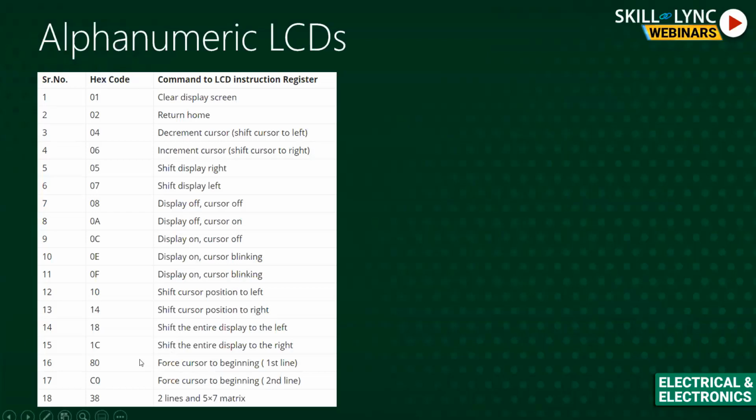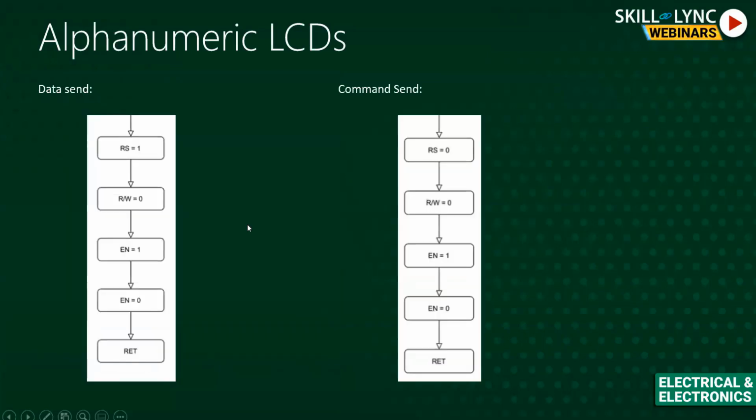And if you see, 80 and C0 are force cursor to beginning of line 1 and force cursor to beginning of line 2. So these are the commands we will use to set the cursor position on that line. We also have an option for cursor blinking, and we can also turn the cursor off. So these are the different commands which we will use for the LCD. And how exactly we will send the data, we will specify over here.